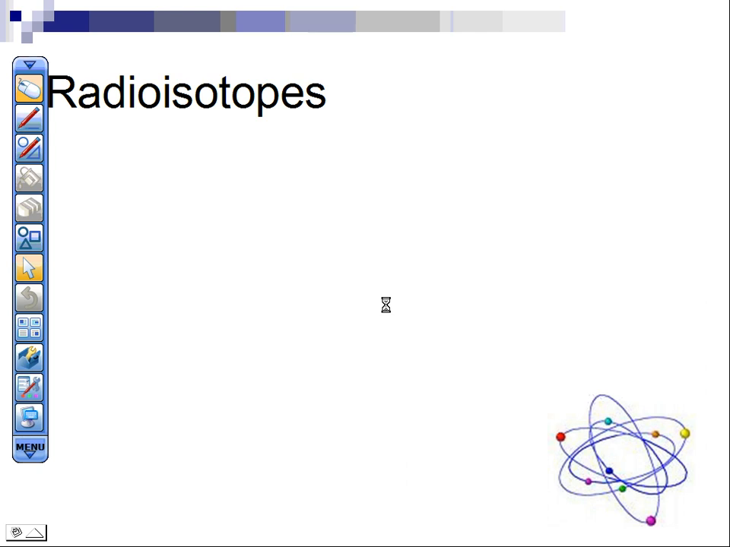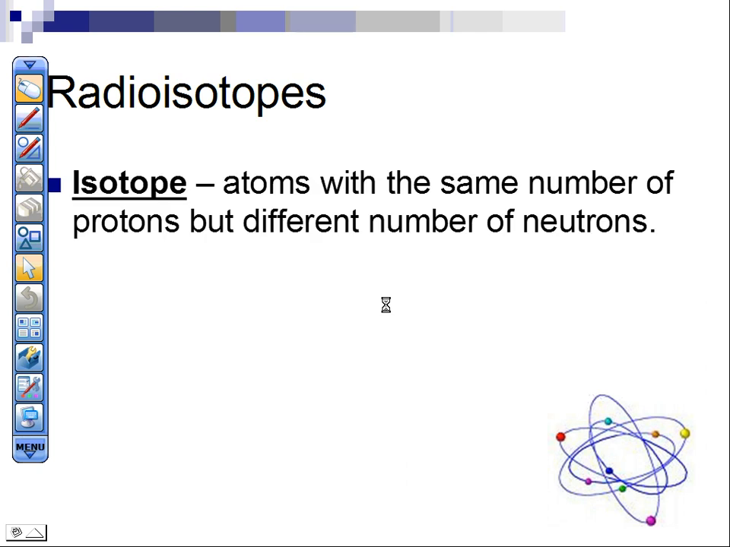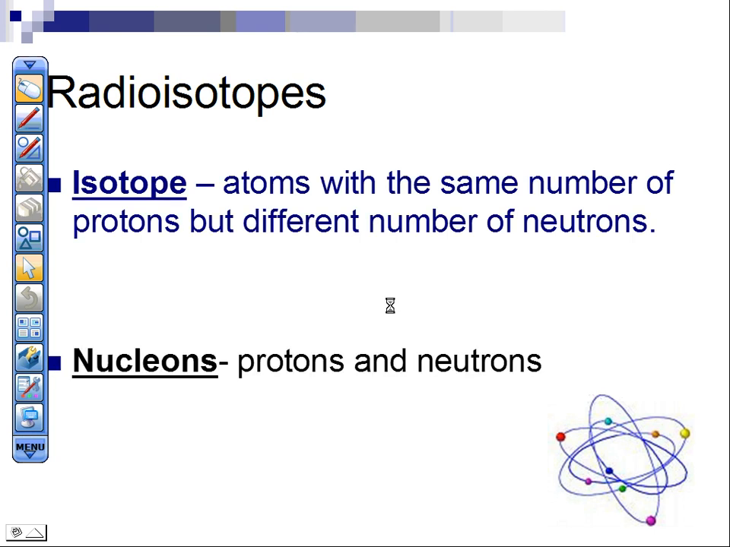Some of the terms that you need to know: an isotope has the same number of protons but a different number of neutrons. So you have different forms of carbon, such as carbon 12 and carbon 14. They all have 6 protons, making them carbon, but what's making them different is that they have different neutrons. If it is a radioactive element, then it's called a radioisotope, which means it has an unstable nucleus. The term nucleon is what we use when we talk about protons and neutrons together.